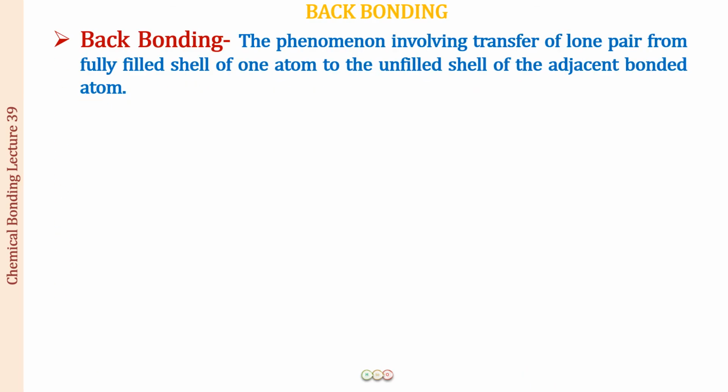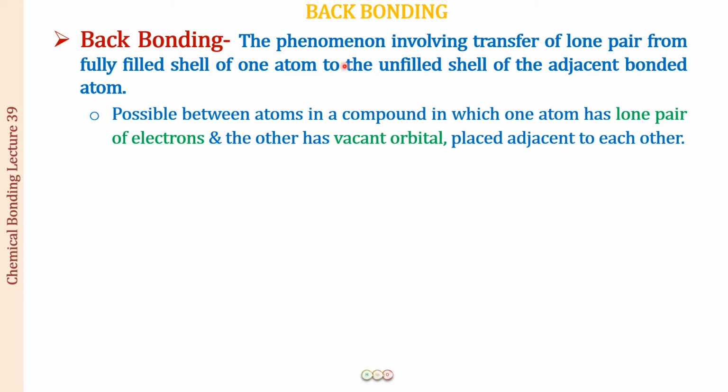So quickly revising the concepts that we learned in the last lecture, back bonding is the phenomenon involving the transfer of a lone pair from the fully filled shell of one atom to the unfilled shell of the adjacent bonded atom. It is very important that the two atoms should be bonded to one another. There is first a sigma bond formation between them, and after that this lone pair transfer from one atom to the unfilled shell of the other happens.